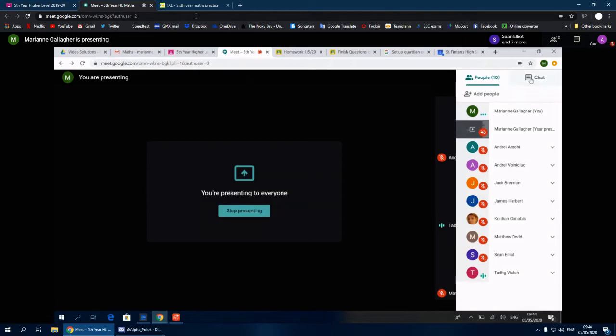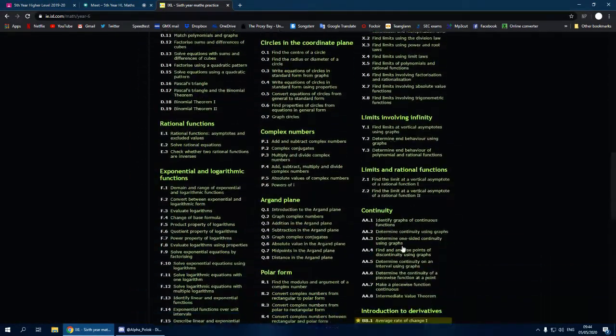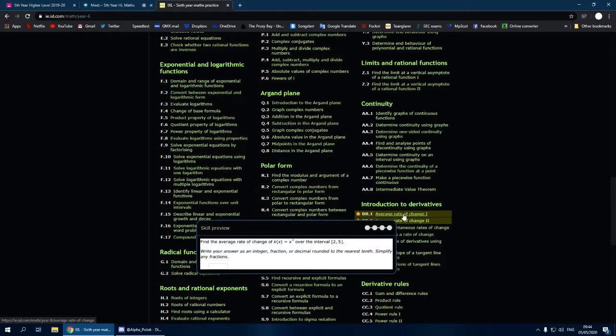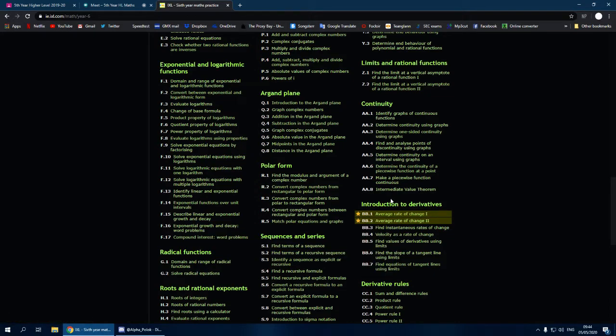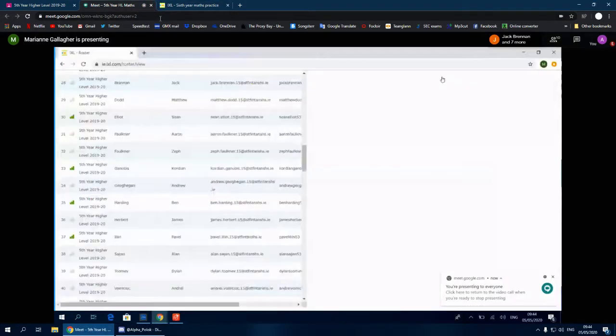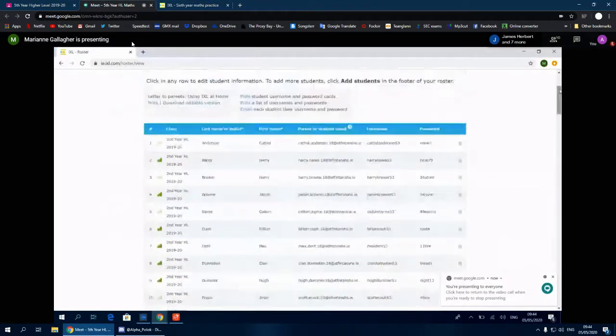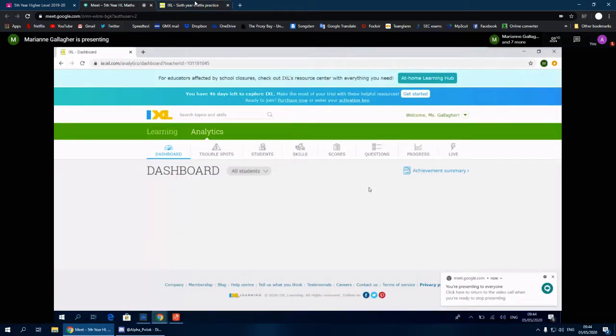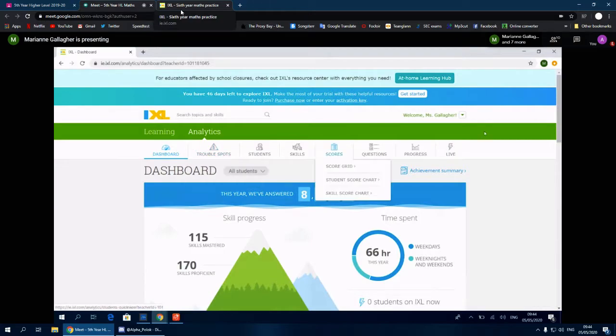Everybody else? What's it under again? If you go to 6th year, when you go in, you'll see topics, scroll down to 6th year, and then you'll see it highlighted BB1, BB2. It's just to get you a bit of practice in this. Introduction to derivatives, is that it? That's it, yeah. And it should be rate of change as the specific one.